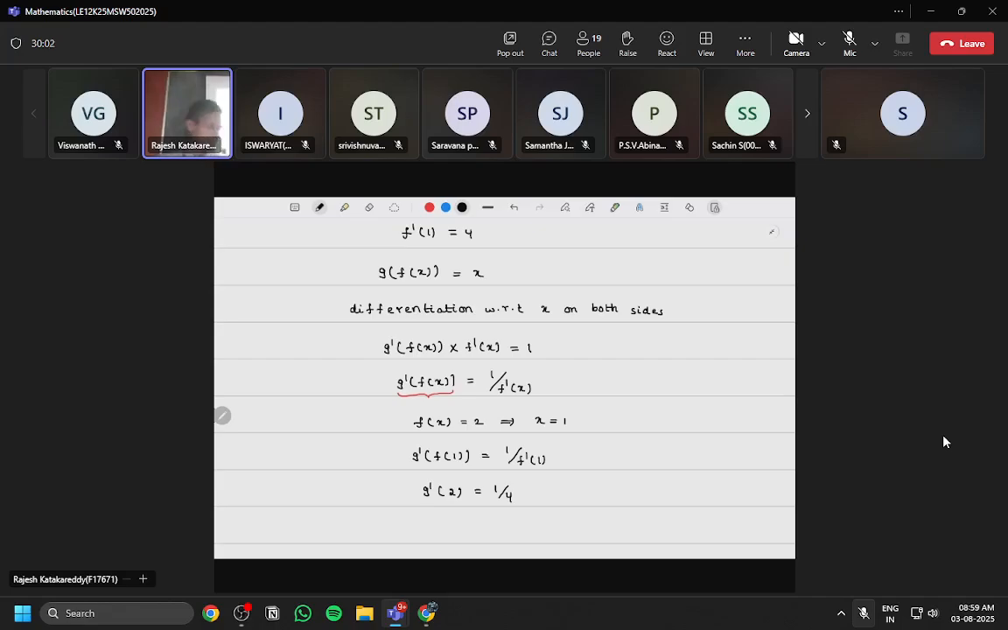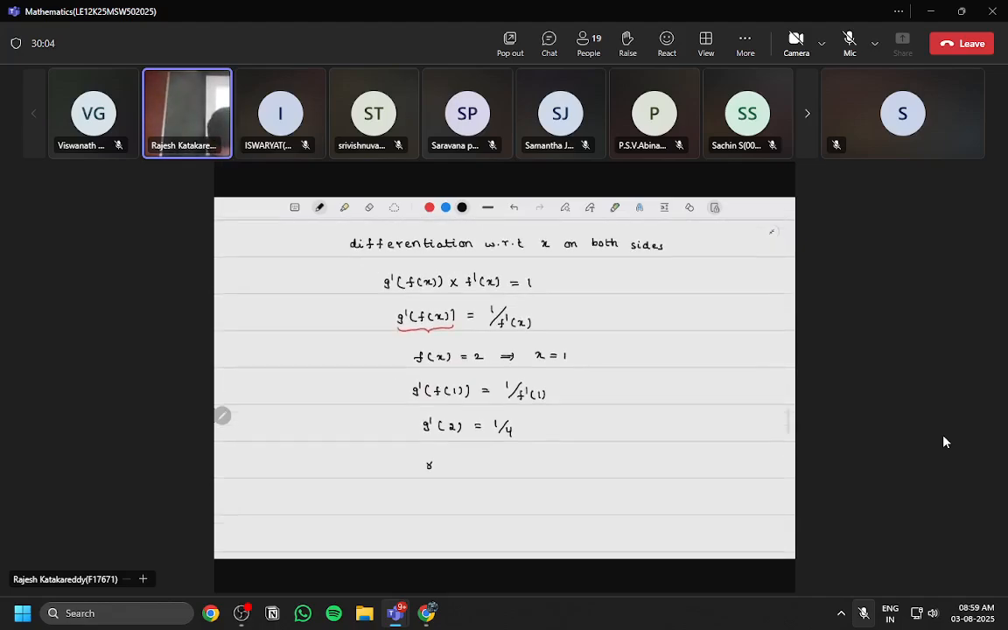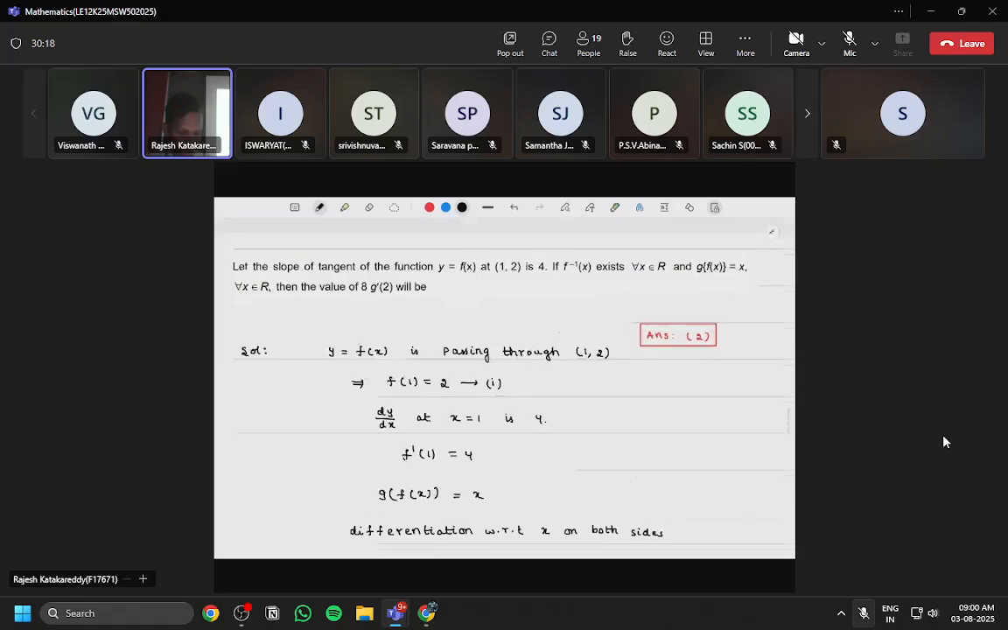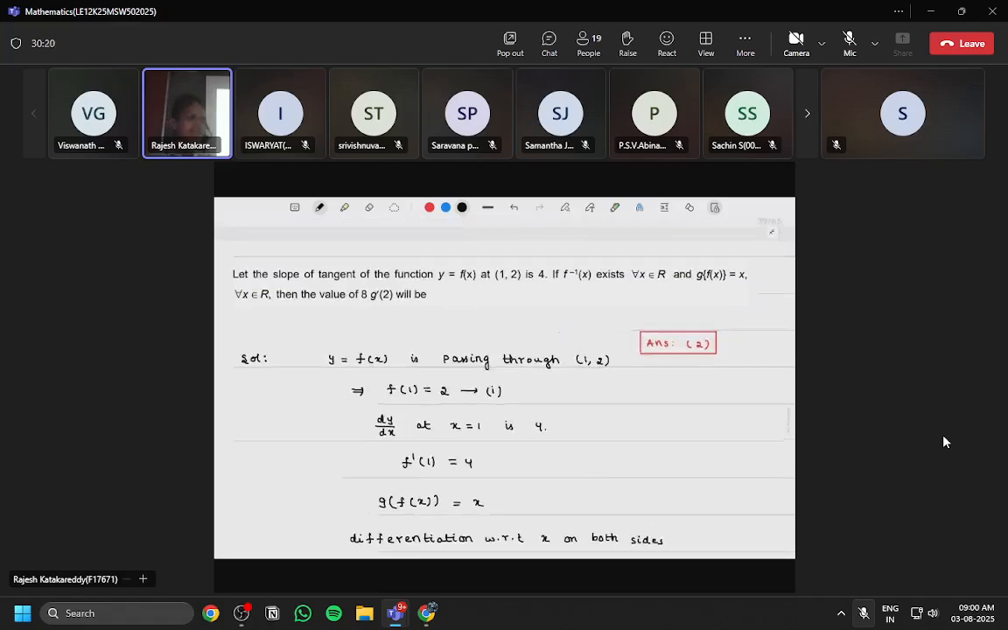I think they are asking 8 times g dash of 2. If I multiply 8 into g dash of 2, it equals 2. Do you understand this one? Any doubt in this one? Anybody? Please copy this one. Important problem, in recent times they are asking in JEE Mains. I'll show you the actual problem of JEE Mains, how they ask.